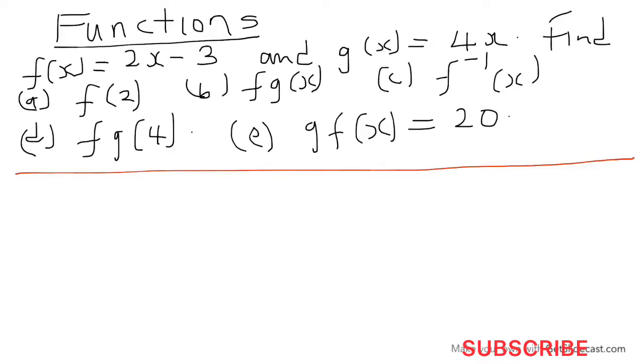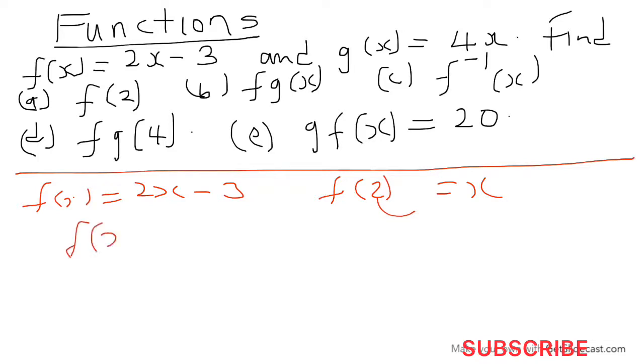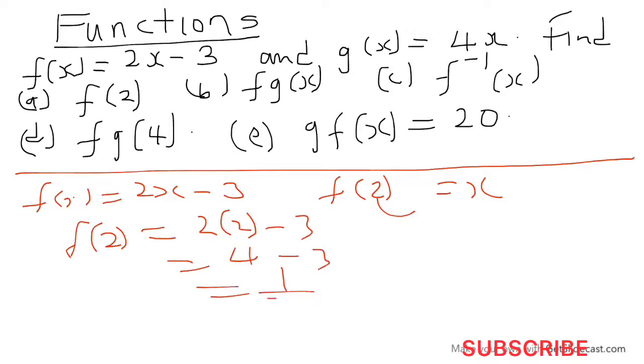So f of x is equal to 2x minus 3. Hence, to find f of 2, that means where there's x in f of x, you put 2. So I'm saying f of 2 is equal to 2, then when there's x, you put 2. You're having 4 minus 3, that will give you 1.